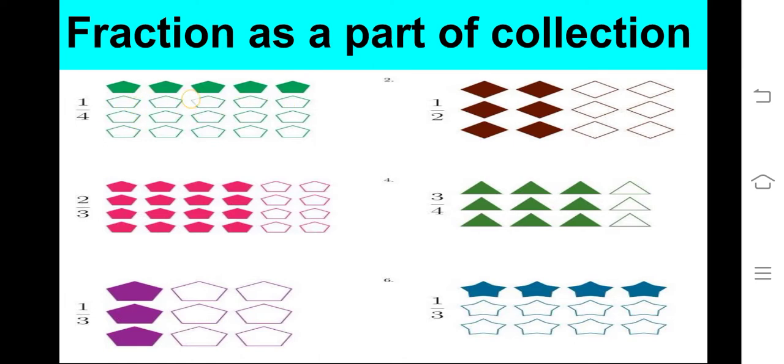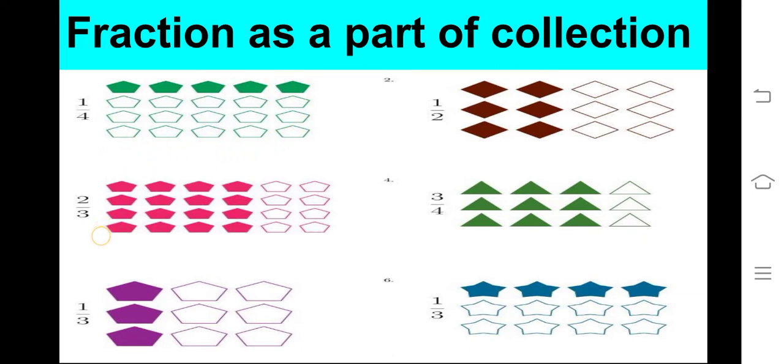See here, 5 are colored. That means 1/4 of this figure is colored. 1/4 of the figure is 5 here. So 5 is being colored. So 1/4 of 20 is 5.